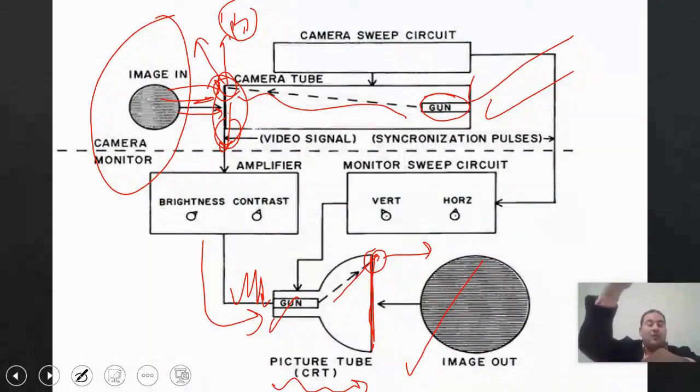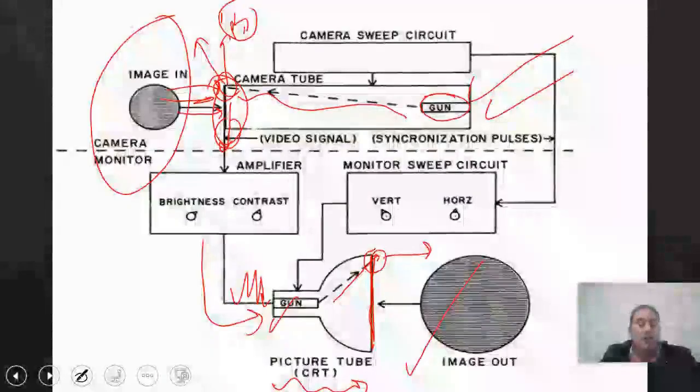There is synchronization between the point you are hitting with the initial gun in the camera tube and the point you are translating to the output or your picture or your image. This synchronization is very important. Very important. Okay?